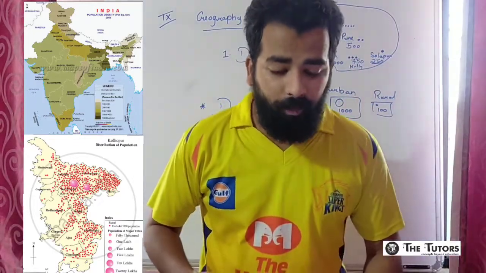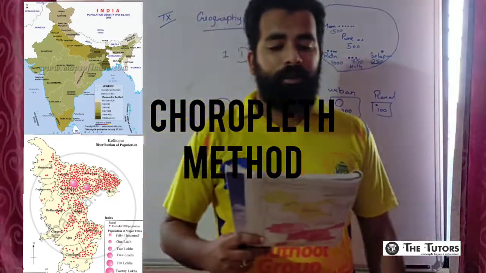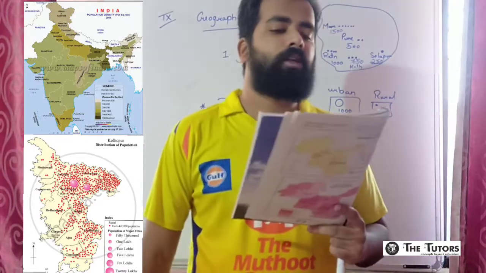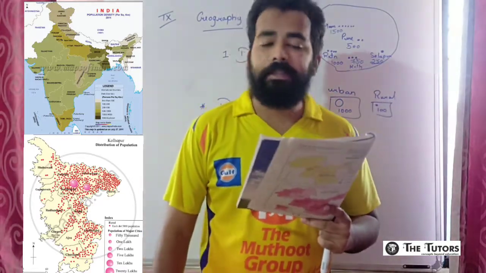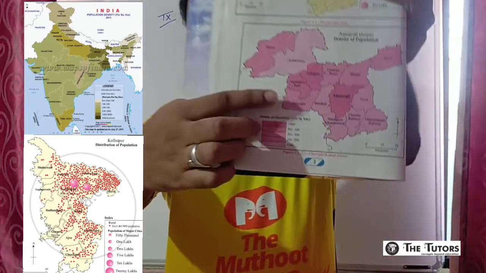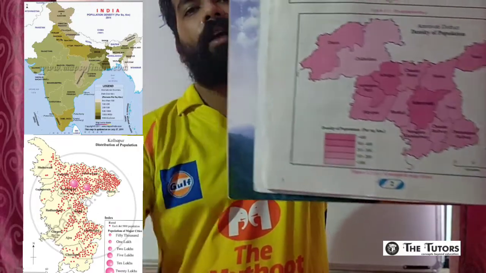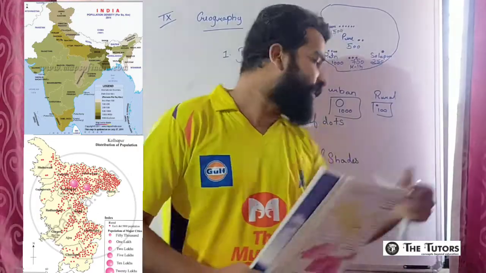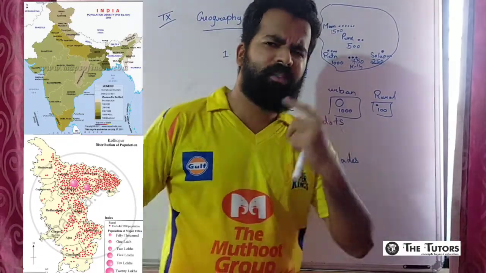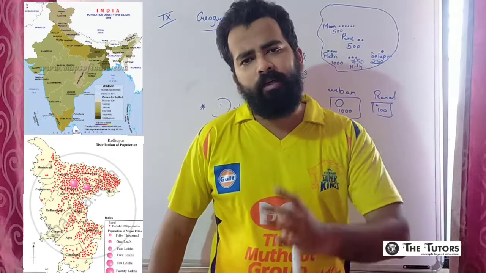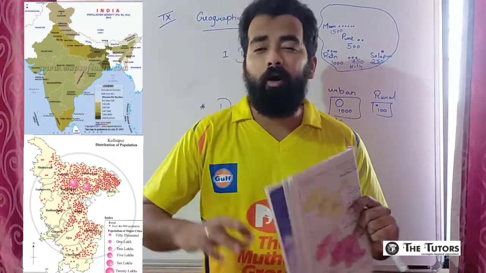Now, choropleth method. In these maps, the data regarding various geographical variables is shown by shades or tints of various colors. This particular thing, see, this one here, it is called the choropleth method. Here we use different shades of the same color, from light to dark, to make students understand certain things.